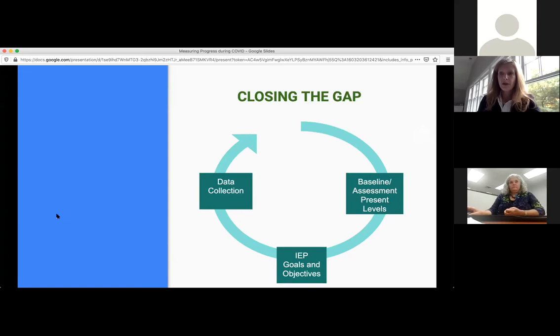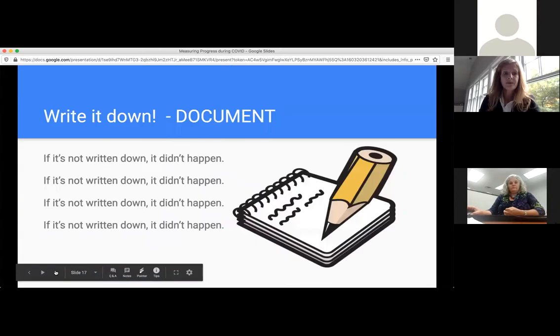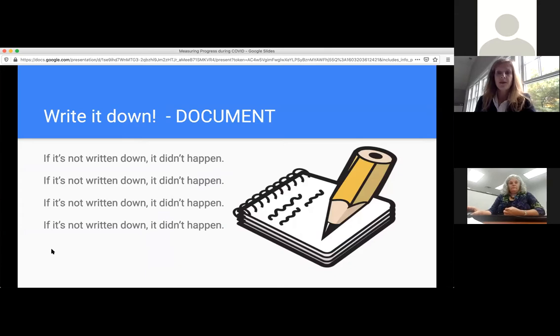And in turn, those goals are going to inform what kind of data you are going to be collecting. That data, as we talked about, is going to be systematic, it's going to be easy to do, and it's going to be analyzed. And when you analyze it, the goal is hopefully that you are closing the gap on that skill or on that need or on that deficit. Okay, so let's talk about moving to what we can do in terms of documentation in our remote environment.